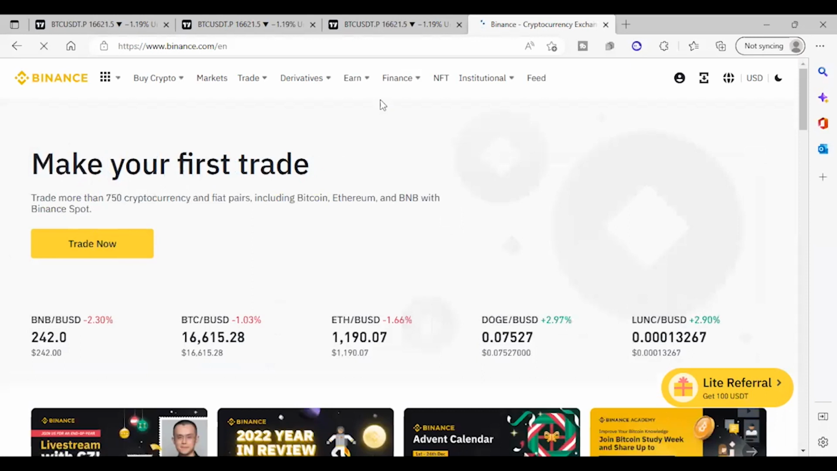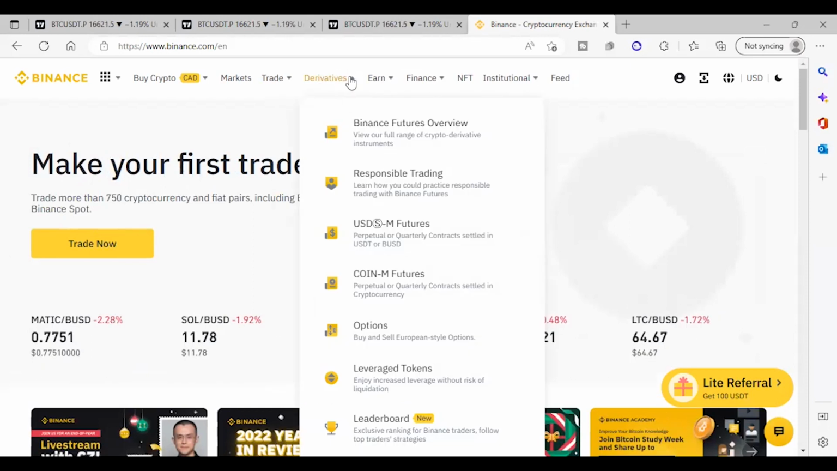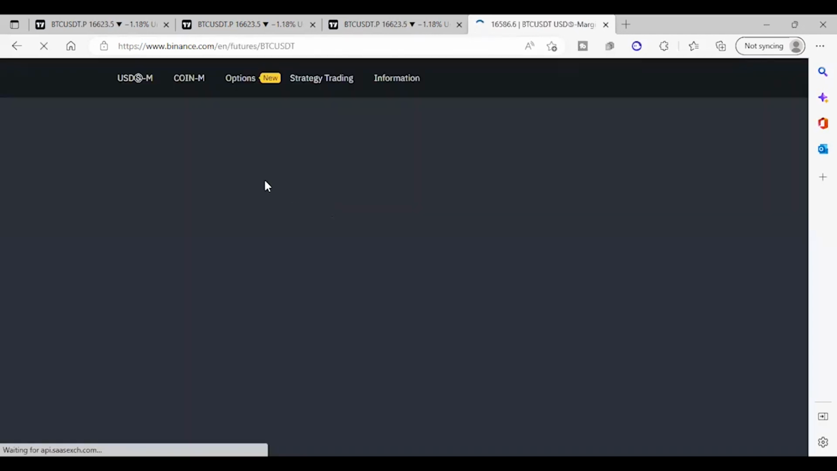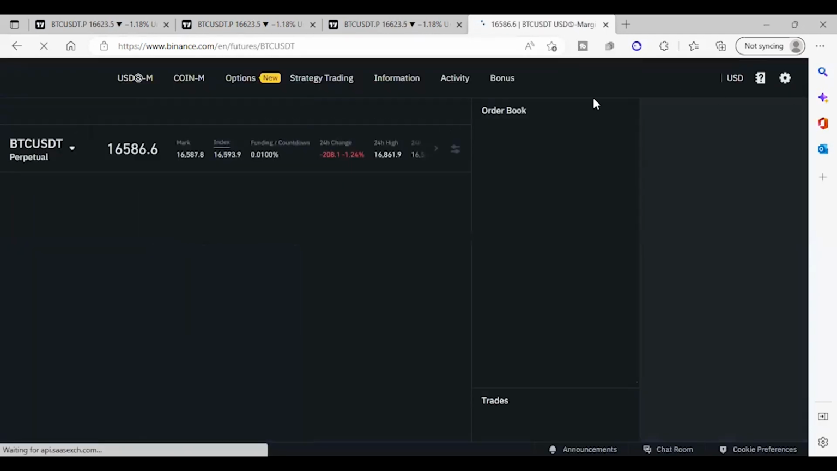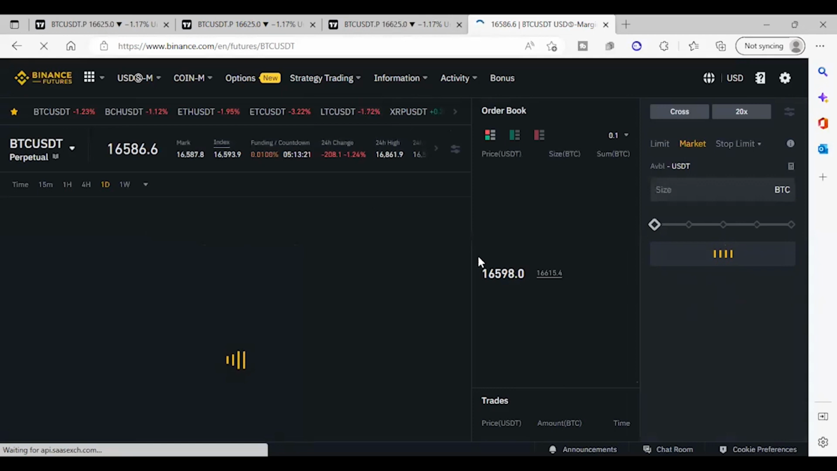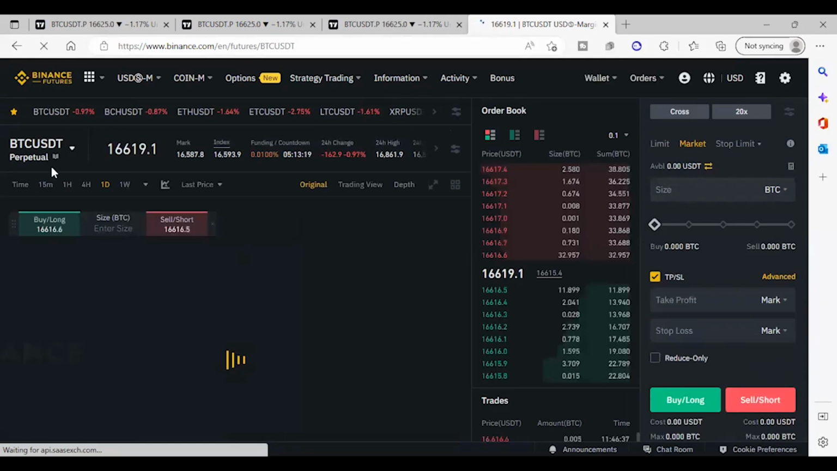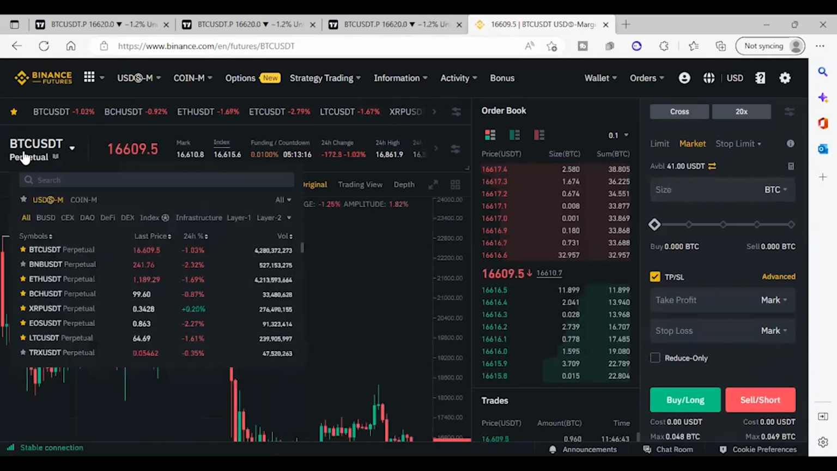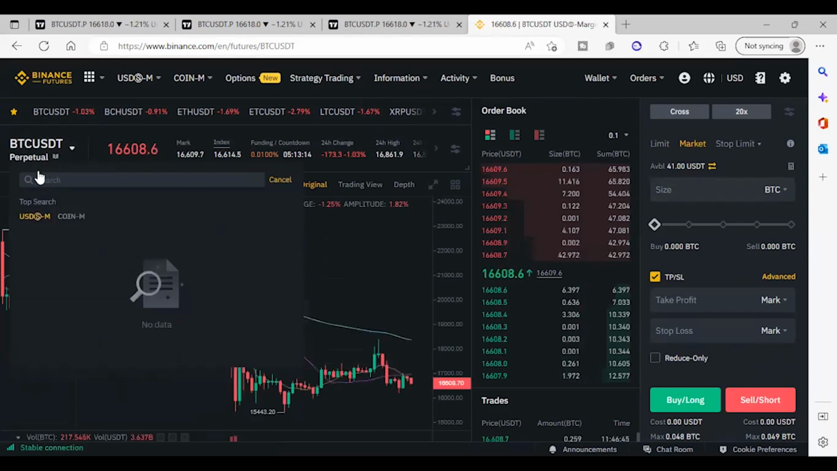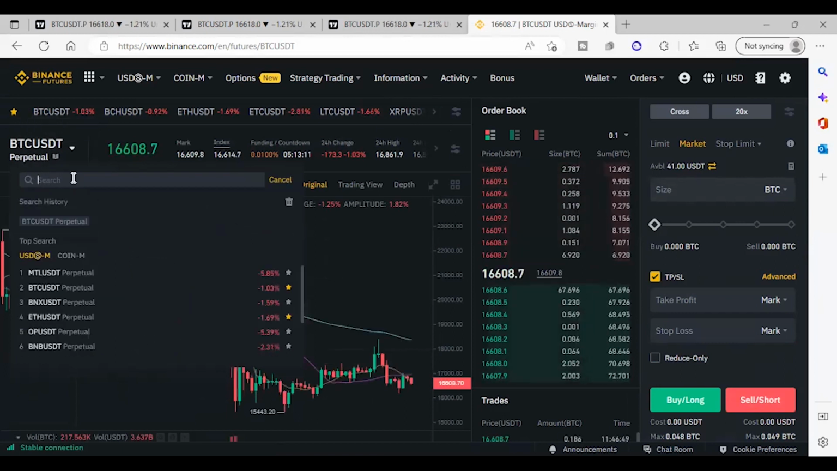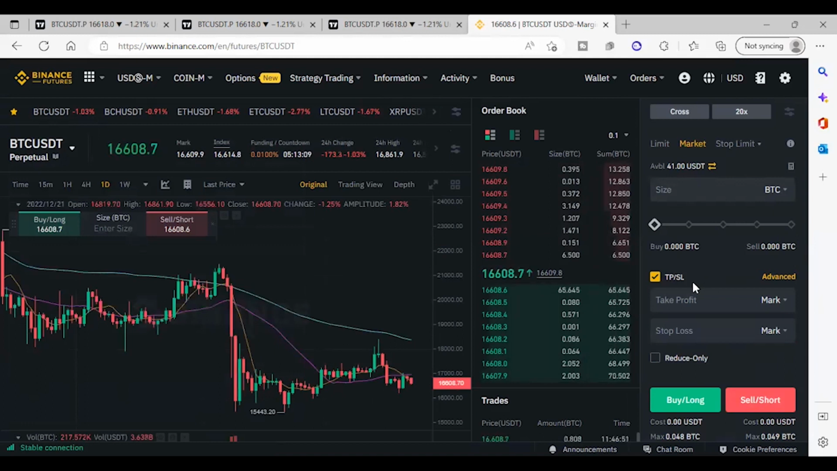So when we come to Binance, where it says derivatives at the top here, and on the drop-down menu, USDT futures, click on that, and then it will bring you to this page here, and this is where you place your trade. Then select the pair that you'd like to trade on the far left. If it's Bitcoin, then you select BTC USDT on the search bar, and then make sure you see where it says cross here at the far top right.